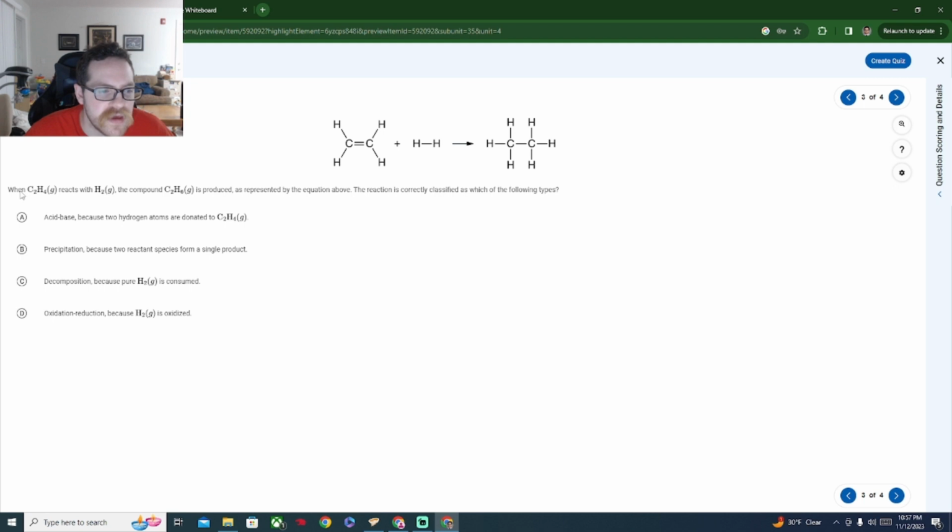Oxidation reaction. When C2H4 reacts with H2, the compound C2H6 is produced as represented in the equation above. What type of reaction is this? This is an oxidation reduction reaction. All combustion is redox reactions.